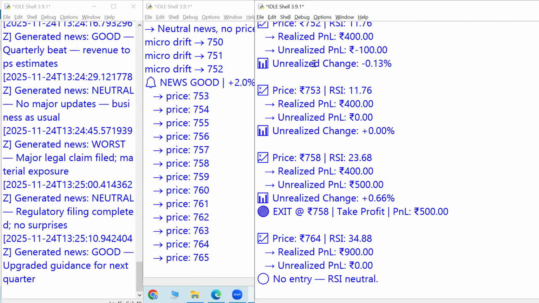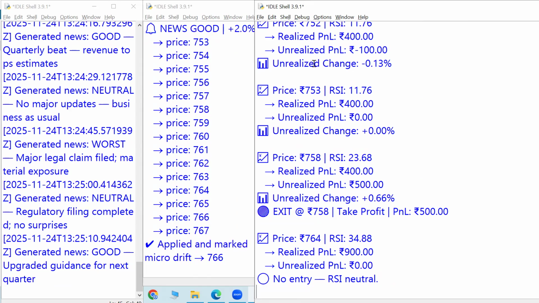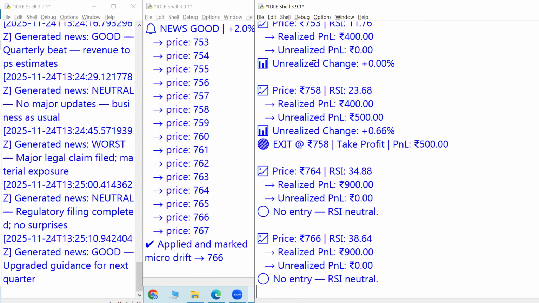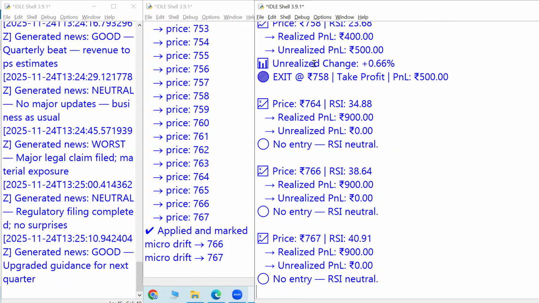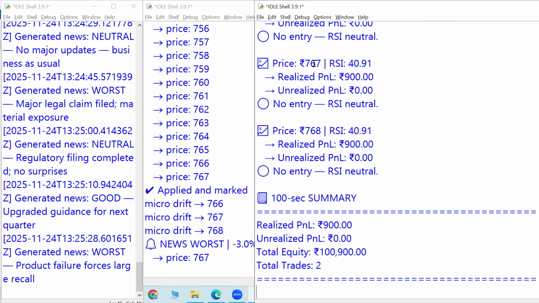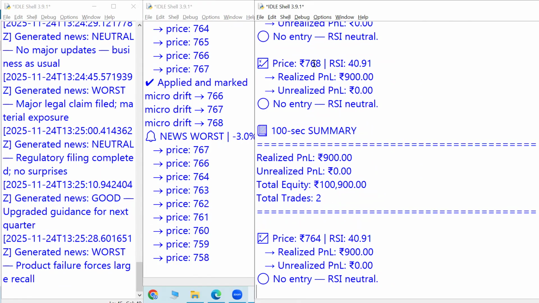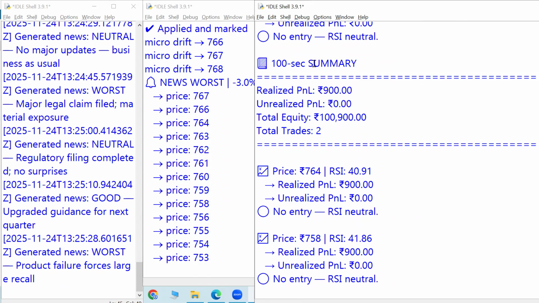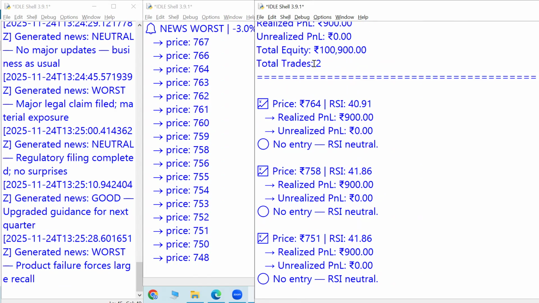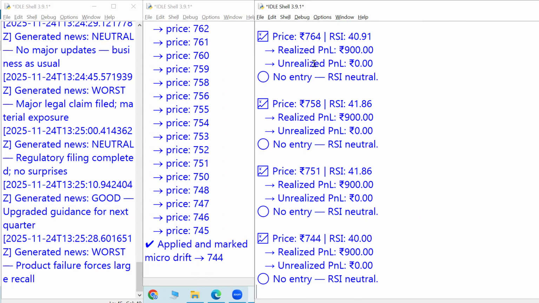RSI is 30, neutral. RSI is 38, neutral. If the RSI goes above 70, then okay, we get a profit. The market is falling, 3% falling. The market is falling like anything. The RSI is going to go below 30 for sure. The market is falling. Okay, RSI is still neutral.